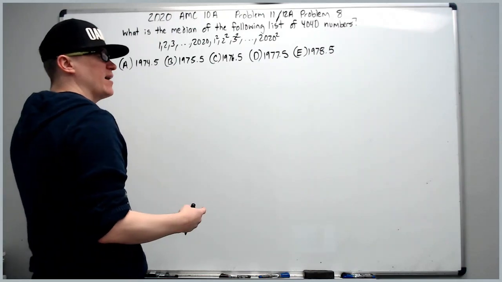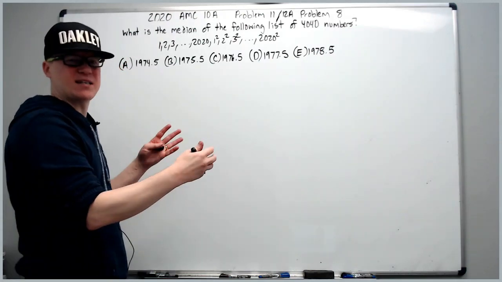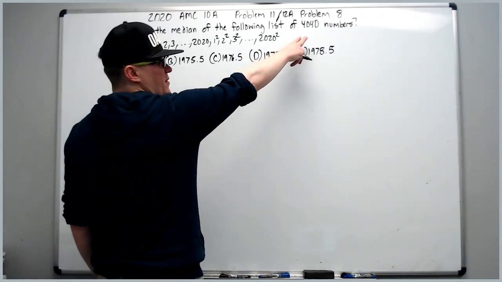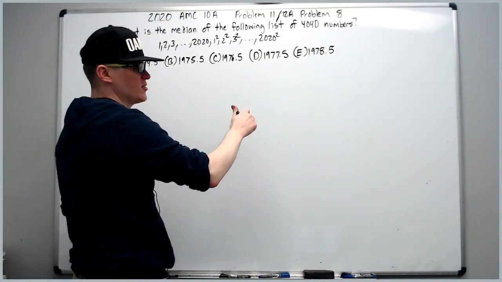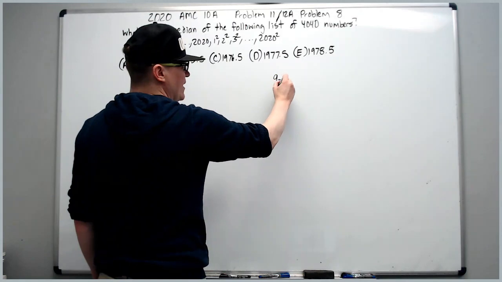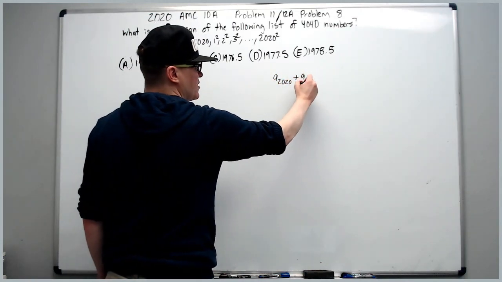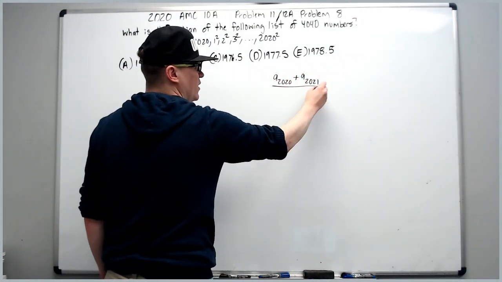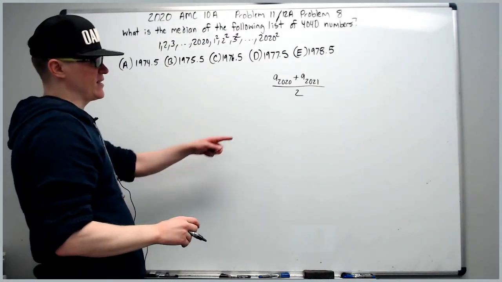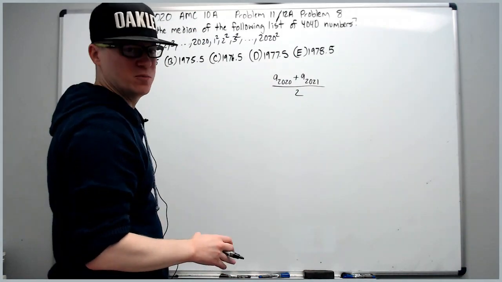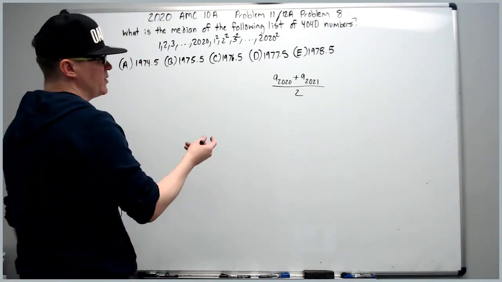So how do we approach this? Think of it like a big sequence. And if we want the median of the first 4040, we're going to want a sub 2020 plus the 2021st term divided by 2. Okay, because that will be right in the middle of the two middle terms. So how are we going to get that?